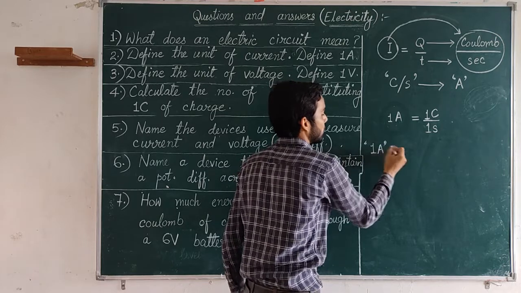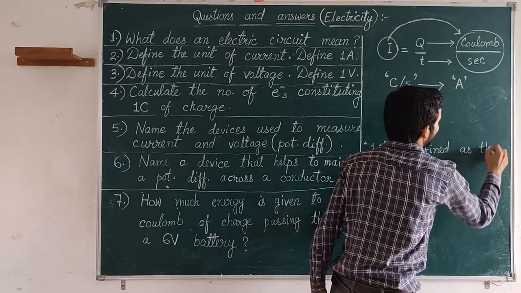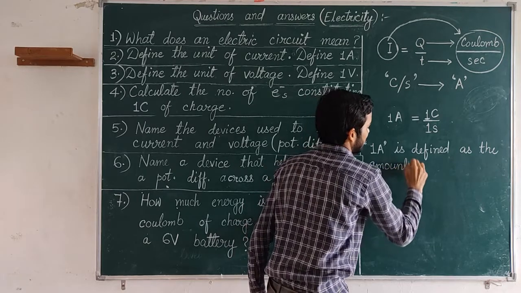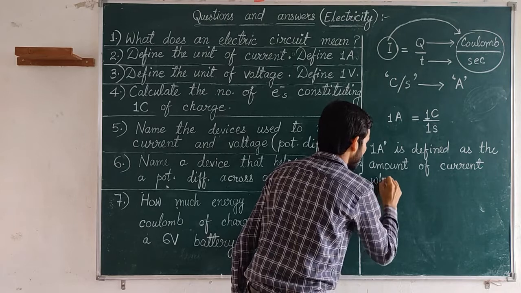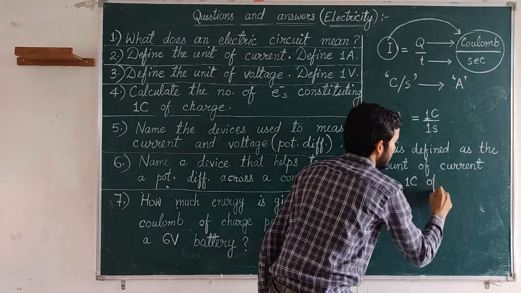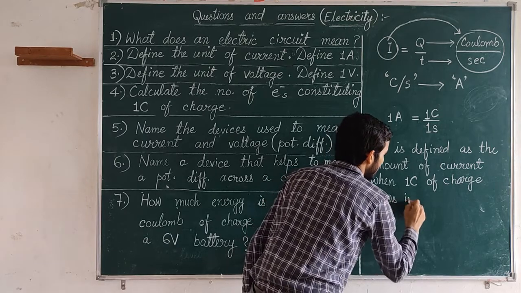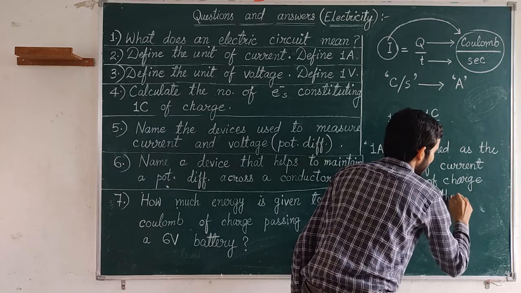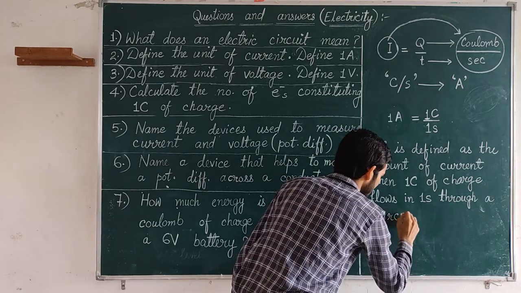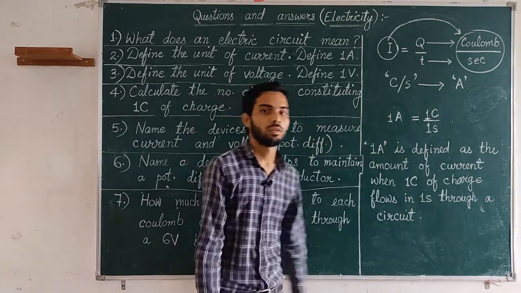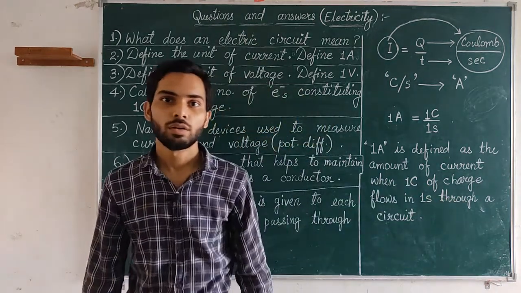1 ampere is defined as the amount of current when 1 coulomb of charge flows in 1 second through a circuit. This is your answer.